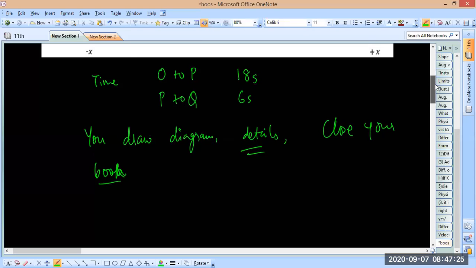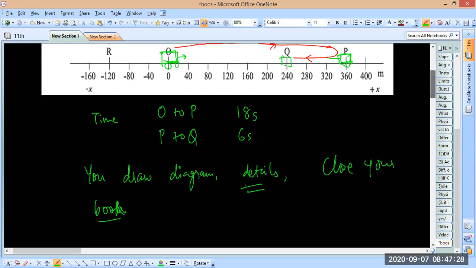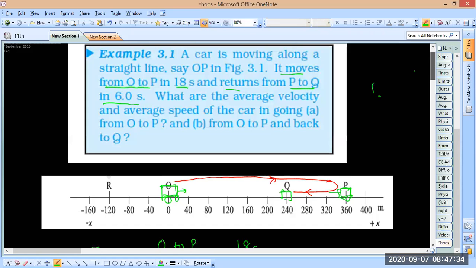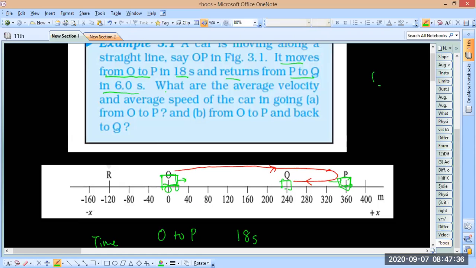I hope you have drawn the diagrams, you have written some details, and now you have hidden the solution or you have closed your book. Let's start now. It says, what are the average velocity and average speed of the car? So we have to find two things, average velocity and average speed, in going from O to P. So right now we will ignore this part of the question. I hope you understand what I'm doing. We will ignore that part of the question.